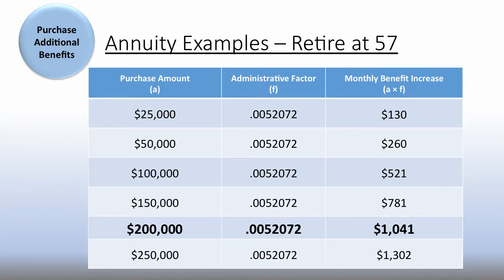So again, looking at how that plays out across varying purchase levels, I put this in just because I get that question a lot. Well, how much am I going to get for $10,000? Or $25,000? How much am I going to get for $100,000? How much am I going to get for $200,000? For the age 57 retiree, this is just what the numbers currently look like, so you have some sense of scale with the added benefit.